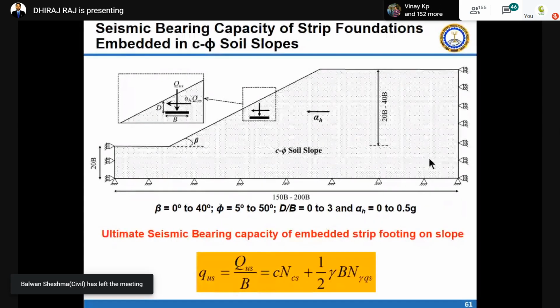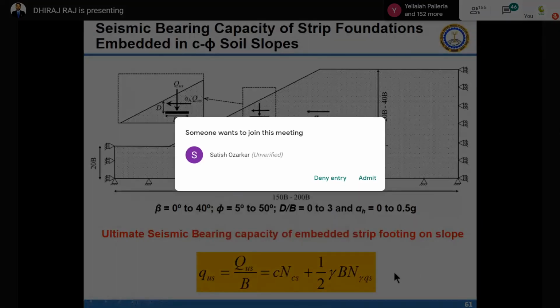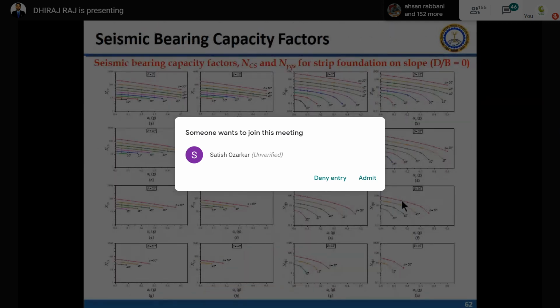And the ultimate bearing capacity is given by c N_c s plus half gamma B N_gamma s. Here I have combined two factors, the surcharge factor and the unit weight factor, in one factor, so that you have less error in your method of superposition. These are some design charts which I have developed, which you can use in design offices and everywhere for design of foundations on slopes.